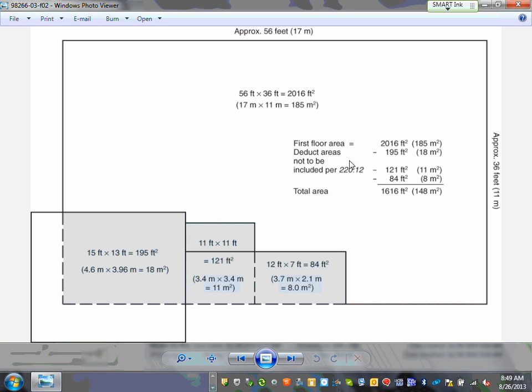Drop them. Crawl space, garage, porches, decks, all these are not included. Cool? We're done with the basement. Now go to the second floor.